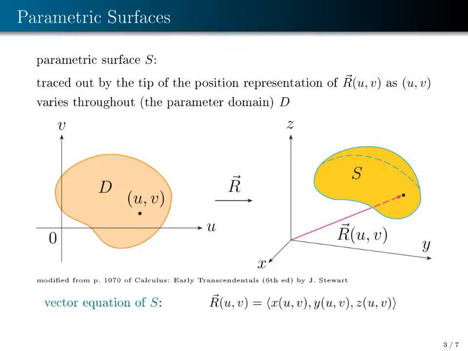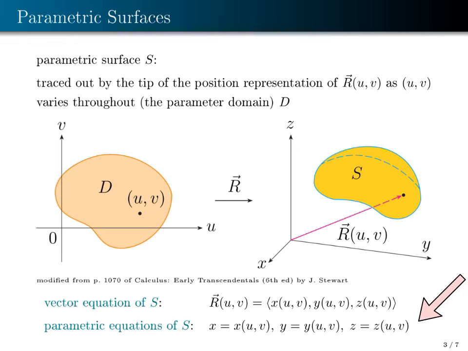We say that r of uv is the vector equation of the parametric surface S, while the equations x equals x of uv, y equals y of uv, and z equals z of uv are the parametric equations of S. Note that both forms yield the same graph. The only difference is that in the vector equation of S, the parametric surface S is obtained by considering only the heads of the position representations of every vector in the range of the vector-valued function r.